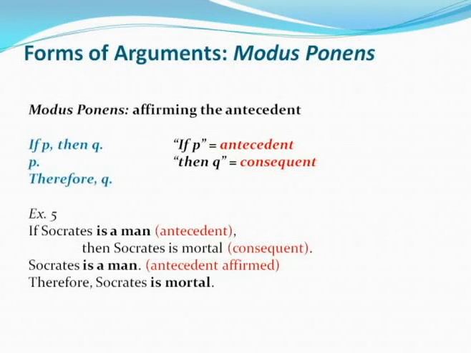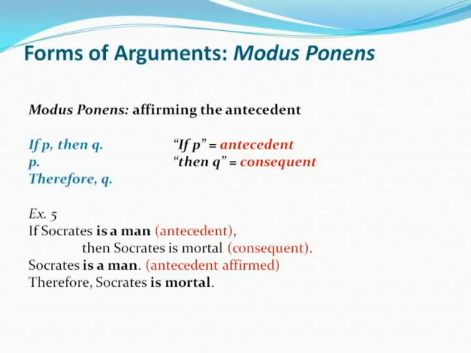Modus Ponens is Latin and means to affirm the antecedent, the if part of the conditional statement. In the language of symbolic logic, it follows the form if P, then Q, P, therefore Q. Now take a look at the example, a rewritten version of our very first example. If Socrates is a man becomes the antecedent. Then Socrates is mortal becomes the consequent. So our first premise is a conditional statement. If Socrates is a man, then Socrates is mortal.